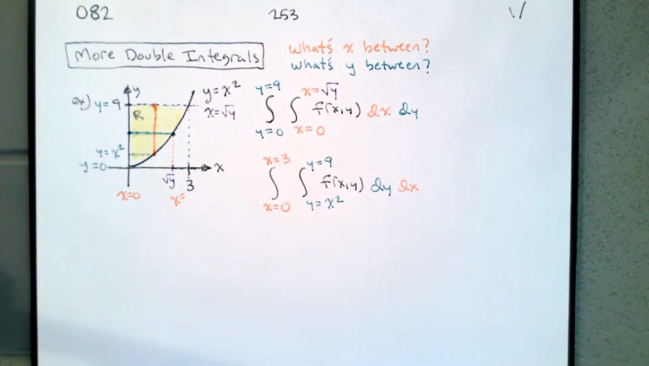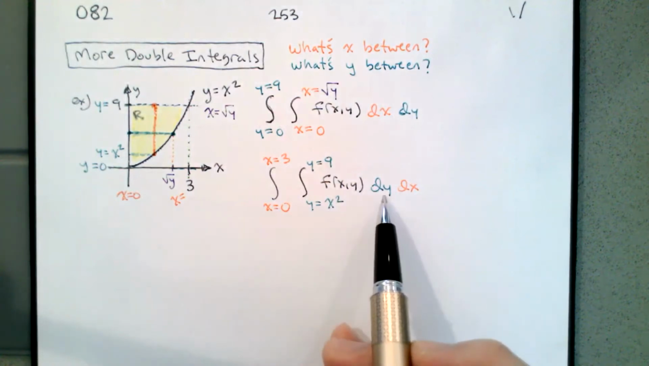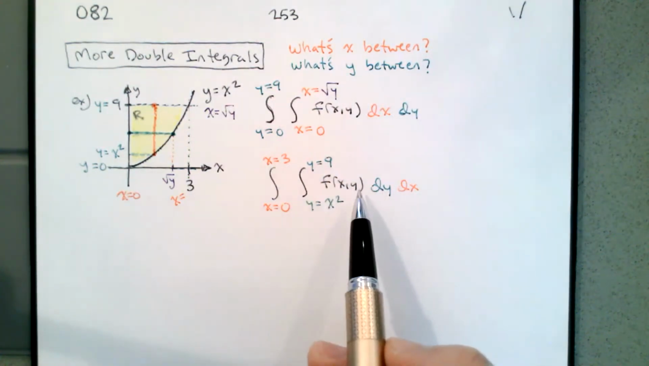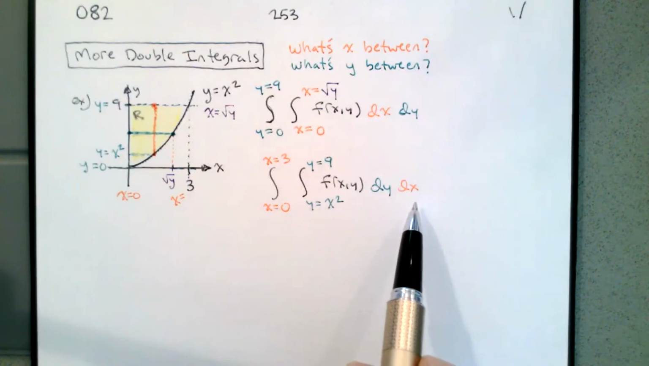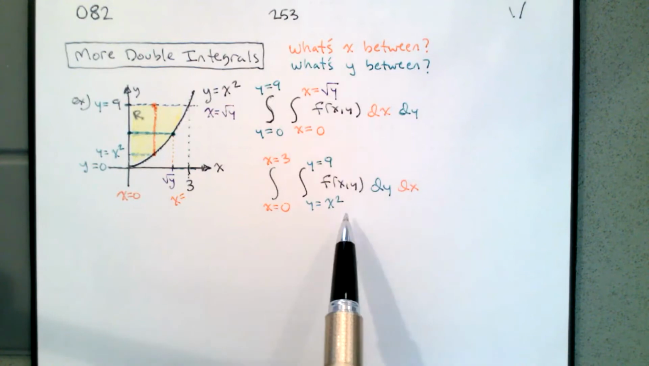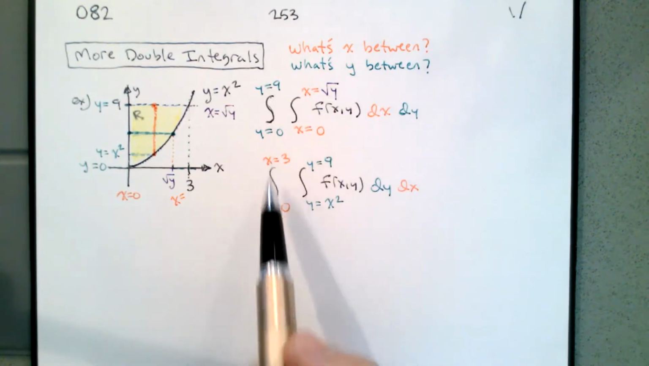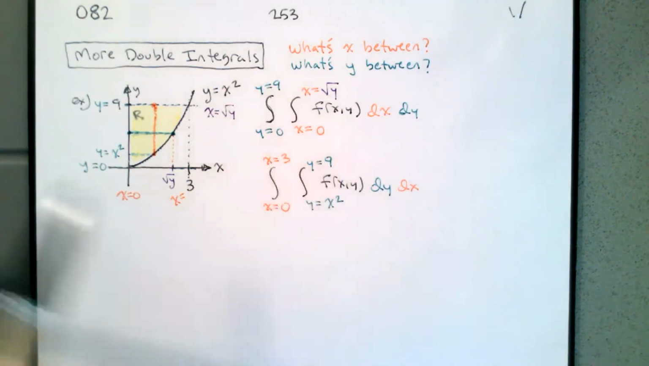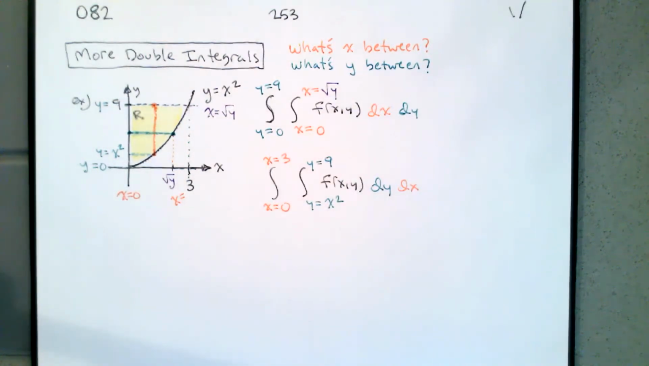The way we evaluate these integrals, I know we haven't talked about evaluating them, but the way we evaluate them is going to be from the inside out. The first integral we evaluate is the dy. After we take care of that, we can integrate dx. But the way we construct the integral is to go from the outside in. Start with the constant bounds and then describe the funky bits. Any questions?